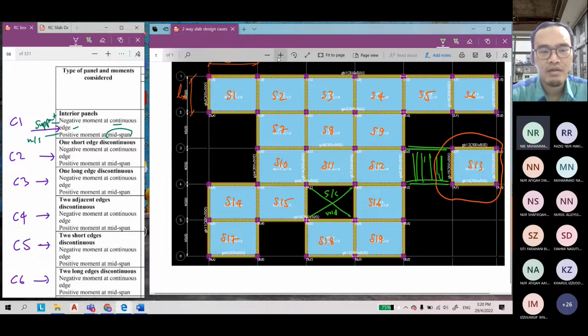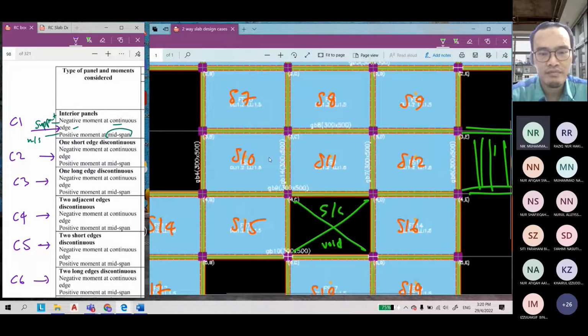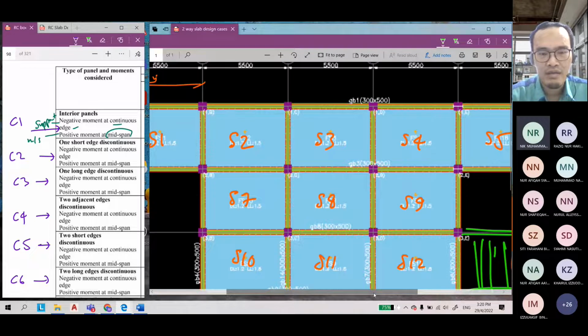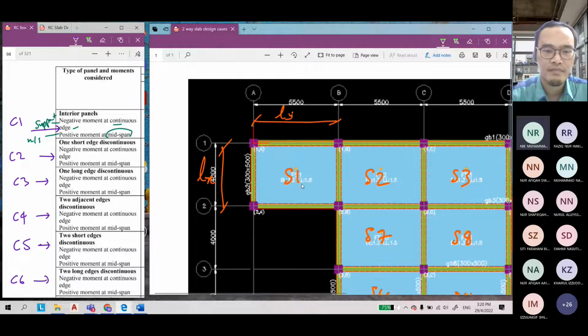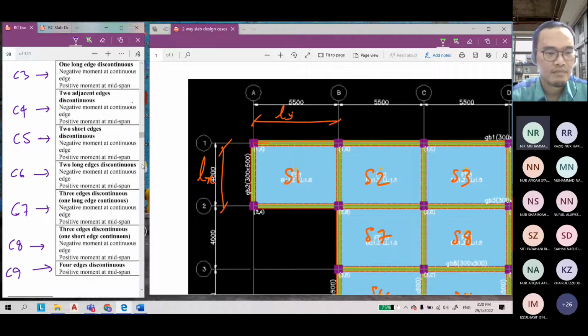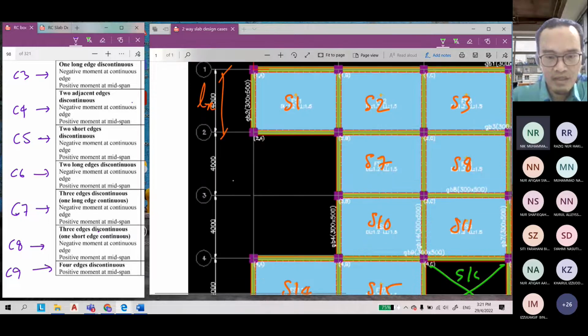Based on your knowledge, slab S1 refers to which case? Anybody can answer? Eight. Okay, number 8, good. Because three edges are discontinuous. The cases depend on the edge continuity.